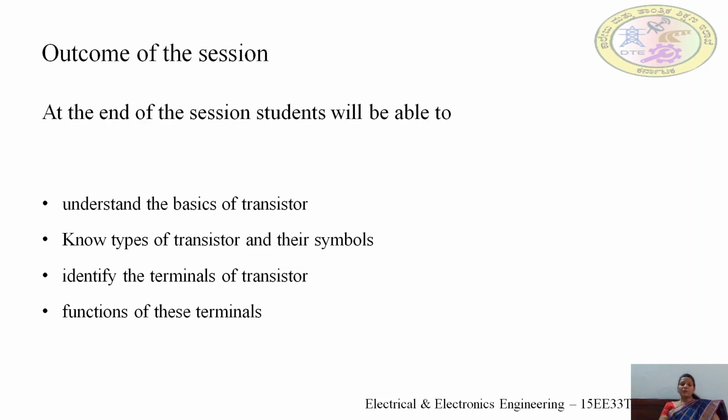And we have also learnt about the functions of these terminals. Emitter ಏನ್ ಮಾಡುತ್ತೆ? Emitter majority charge carriers ಅನ್ನ emit ಮಾಡುತ್ತೆ. So majority charge carriers ಅಂದ್ರೆ ಯಾವುದು? PNP transistor ಇದ್ರೆ holes, NPN transistor ಇದ್ರೆ electrons. So the majority charge carriers are injected by the emitter into the base.